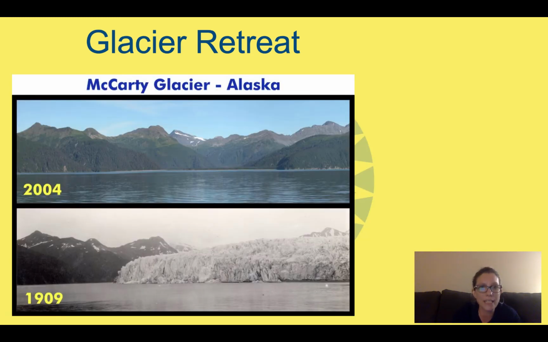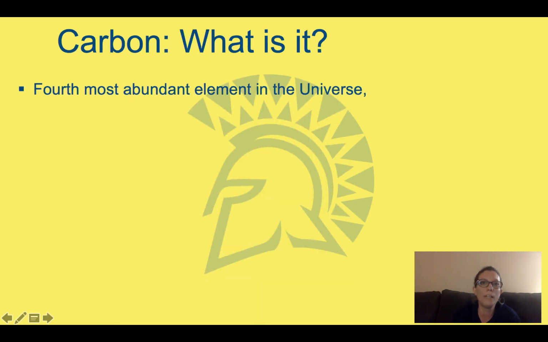This is going to be Alaska, McCarty Glacier. Look at the difference here. There's this huge difference in how much we're going to have contributing to the cryosphere between 1909 and 2004. Now, what exactly is carbon?